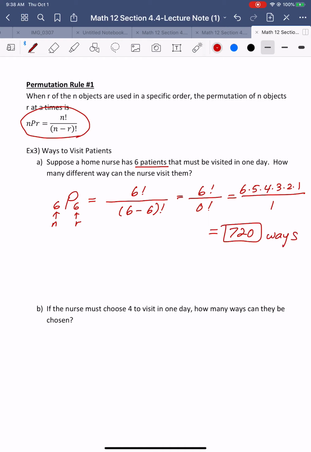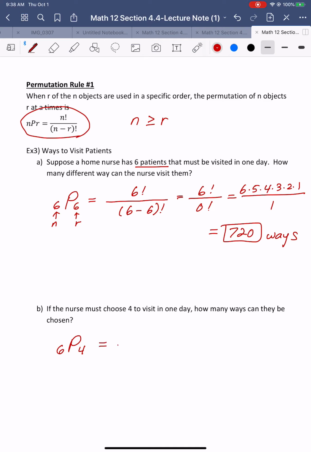Alright, if the nurse must choose only 4 patients to visit in one day, how many ways can they be chosen? So this time, there are 6 patients, but only choose 4. Which means here, compared to nPr, n is always greater than or equal to r. So you cannot say 4P6. You have to say, always, the first number must be bigger.